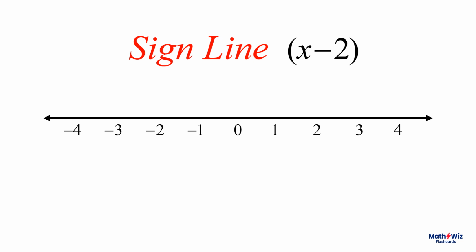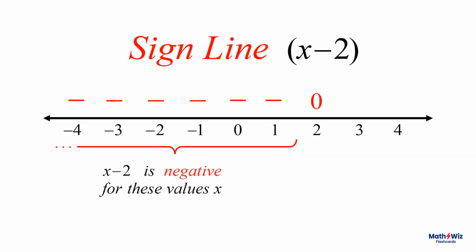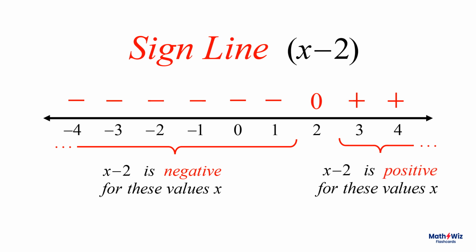Let's start easy with a sign line for the expression x minus 2. First, when x is 2, obviously we get a 0. Starting on the far left, using these values of x, the expression is negative. Continuing past the 0, using these values of x, the sign of x minus 2 is positive. And there we are. That's a sign line.